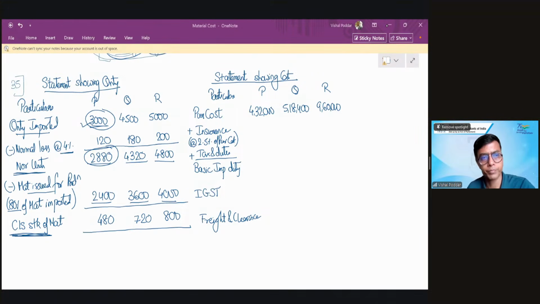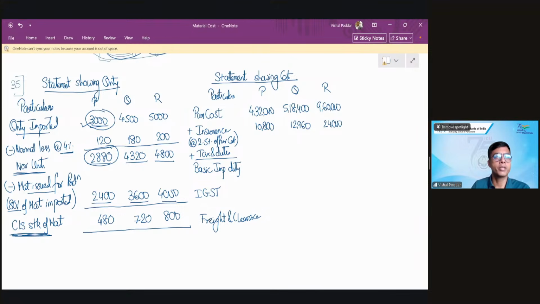Okay. So Kinari has given me even the insurance: 10,800, 12,960, and also 24. So this is your insurance cost. Okay, I need not add up because that is not required.